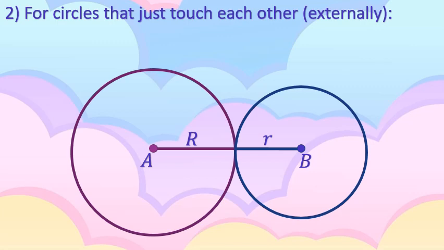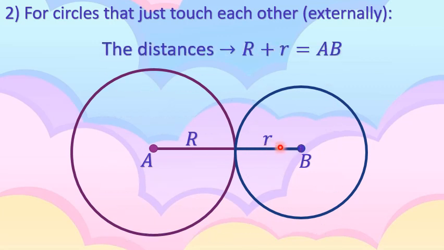So if we add the sum of the radii, capital R plus lowercase r, it would be exactly the same as the distance AB. What is the condition? When the circles touch each other externally. They just touch once, and the small circle is on the outside of the big circle.